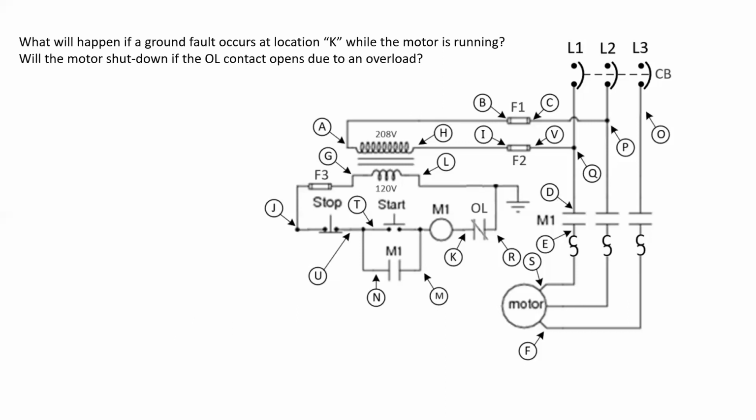However, will the motor shut down if the overload contact were to open due to an overload condition of the motor? And the answer would be no. The motor would not shut down. If we have a ground fault at location K, that means that the current is bypassing the overload contact, thereby making a dangerous situation where that contact now becomes inoperable in the overall system. So odd things can occur depending on how the control circuit has been set up.